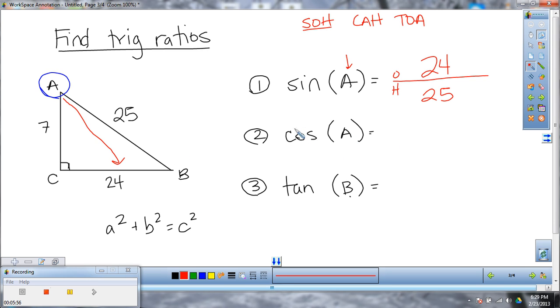The cosine of A. Again, we're starting with A as our starting point.